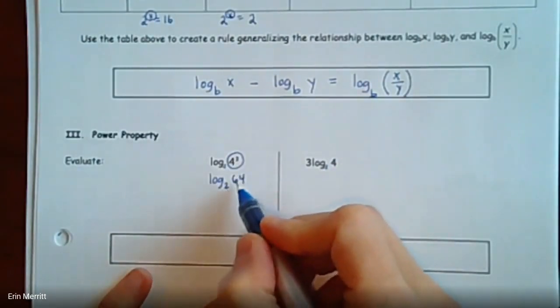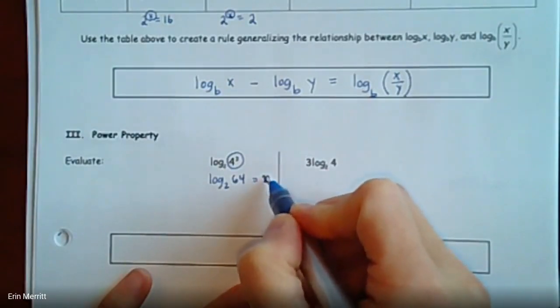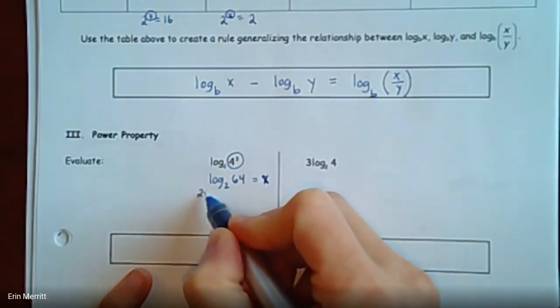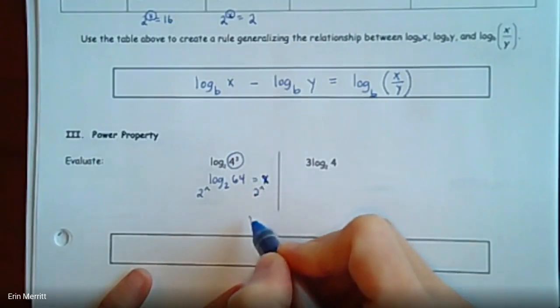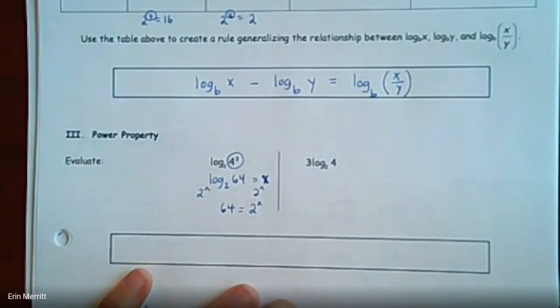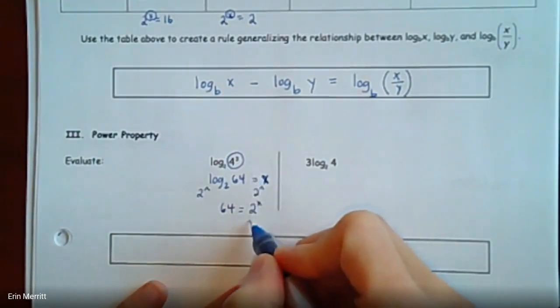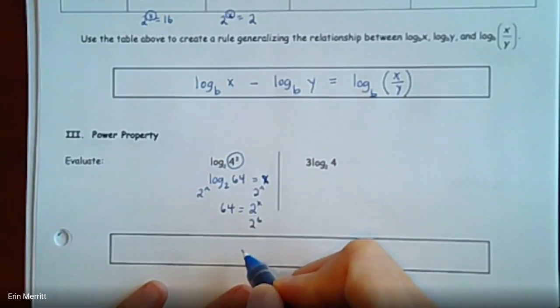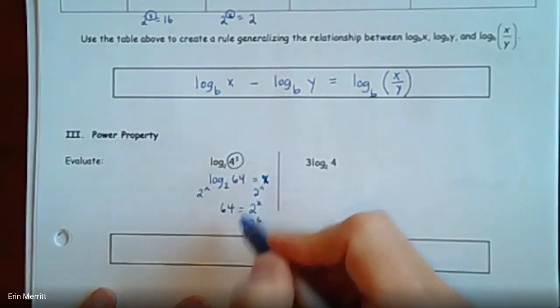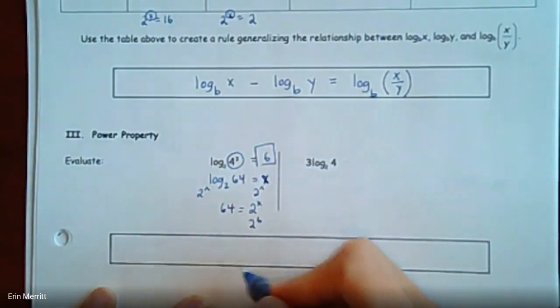equal to? Well, that's the same thing as saying, oops, throw an x over here. If I do 2 raised to the left, 2 raised to the right, this is the same as saying 2 to what power would give me 64. You might have to think about that one or use your calculator, but 2 to the 6th power is 64. So the answer to this is 6. This would be equal to 6.